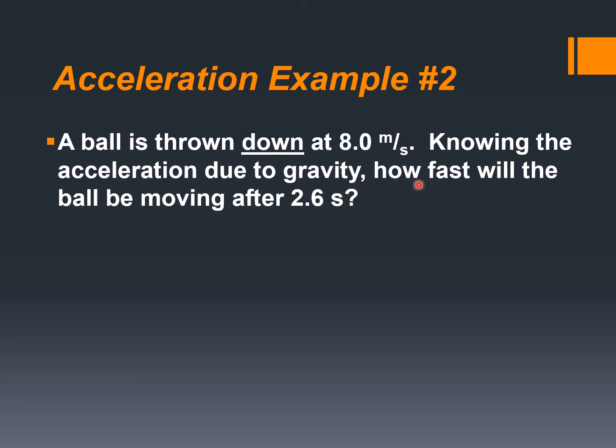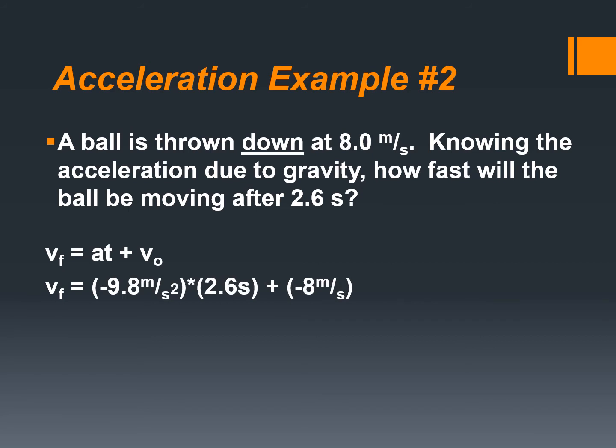By the way, what do we need? How fast will the ball be moving after? Fast after, that's final velocity again. So final velocity is going to be equal to acceleration times time plus the initial velocity. We're going to plug in what we know. Negative 9.8 meters per second squared, that's the acceleration, times time, which is 2.6, plus a negative 8 meters per second. And then we find that our final velocity is going to be negative 33.5 meters per second.